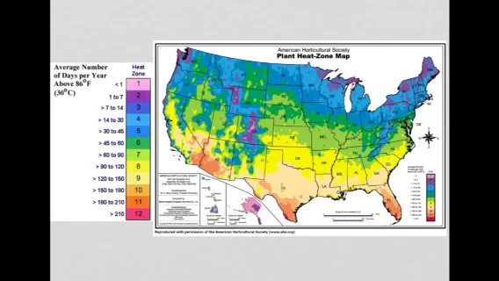This image that you see here is the American Horticultural Society plant heat zone map. We talk a lot about cold hardiness of plants, and cold hardiness is based on the average minimum temperature. The plant heat zone map is based on the number of days per year above 86 degrees Fahrenheit. So it's really about the duration of the heat.